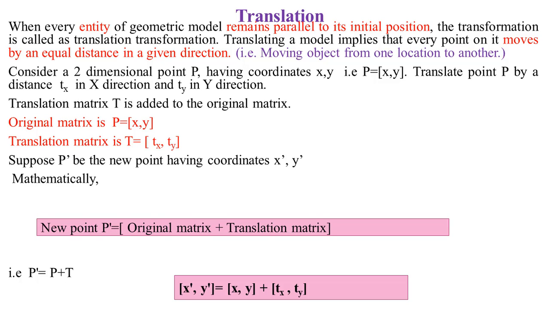Suppose P dash be the new point having coordinates x dash and y dash. So mathematically we can write P dash is equal to original matrix plus translation matrix. So that is P dash is equal to P plus T. So matrix will be x dash, y dash is equal to x, y plus Tx and Ty. So this is the translation. So simply in translation we move the object from one location to another, and mathematically we have written the equation for it.